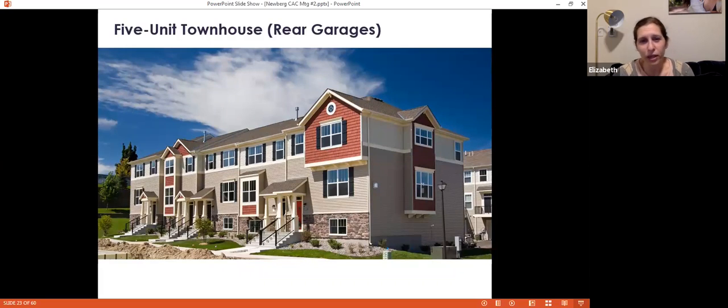Here's a 5-unit townhouse project. And this one was able to get parking from the rear. So it is able to just have that presence on the street. Next.